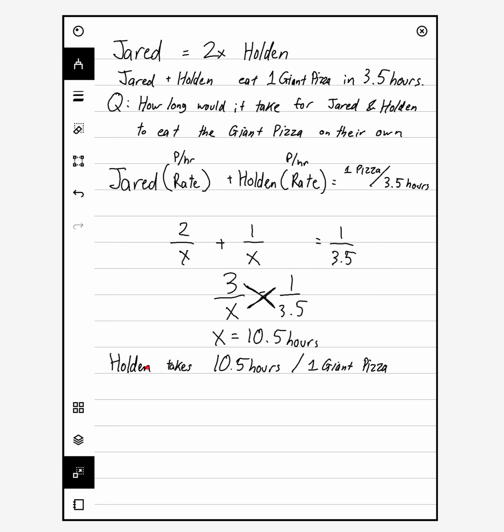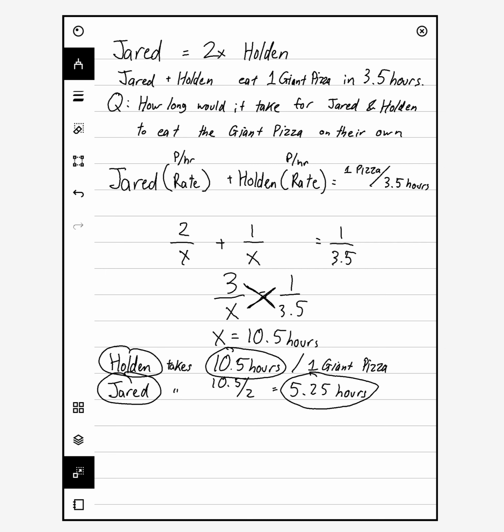Okay, so if that's Holden's rate, it takes him 10.5 hours, then how long would it take Jared? So we know that Jared is twice as fast as Holden. So that means Jared is going to be half of this. So that means Jared takes 10.5 divided by 2, which is equal to 5.25 hours. All right, and that answers the question. So we got 10.5 for Holden. And for Jared, we have 5.25.